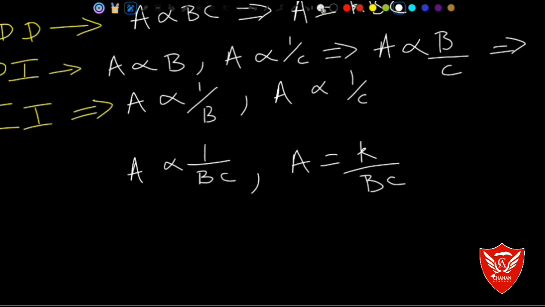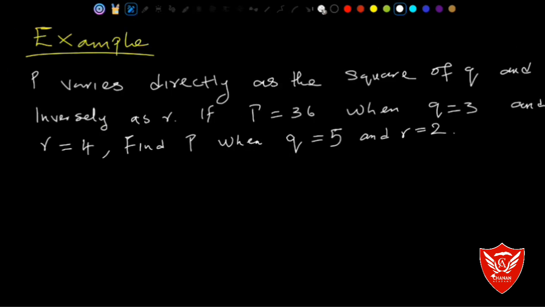Alright, so let's take some examples to see how it works. Look at this question. The question says p varies directly as the square of q and inversely as r. If p equals 36 when q equals 3 and r equals 4, find p when q equals 5 and r equals 2.